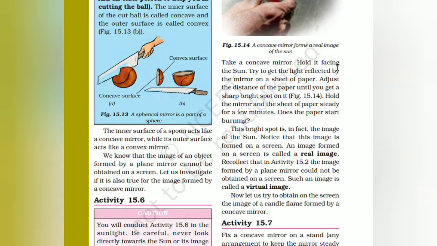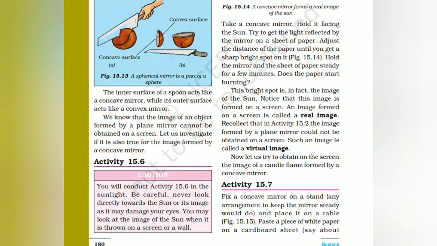Take a concave mirror, holding it facing the sun. Try to get the light reflected by the mirror on a sheet of paper. Adjust the distance of the paper until you get a sharp bright spot on it. Hold the mirror and the paper steady for a few minutes. Does the paper start burning?